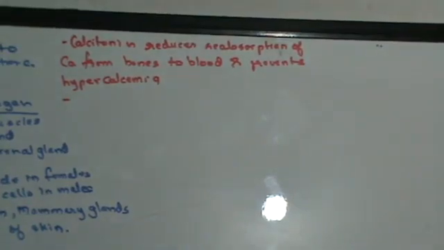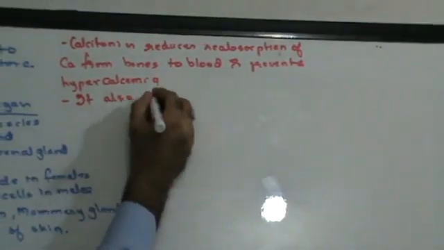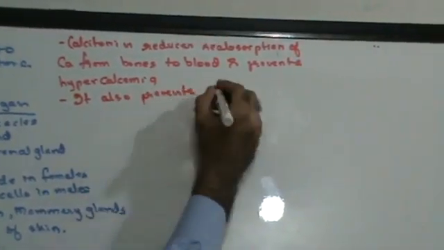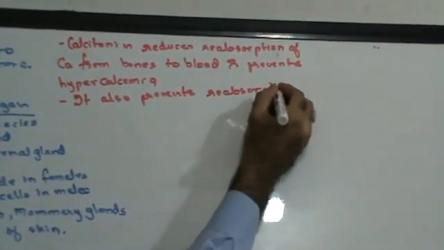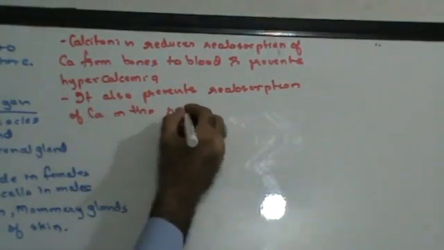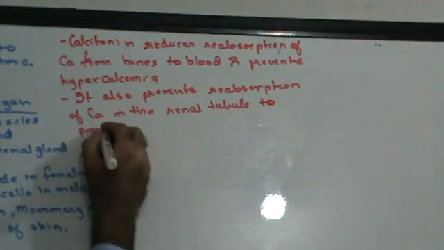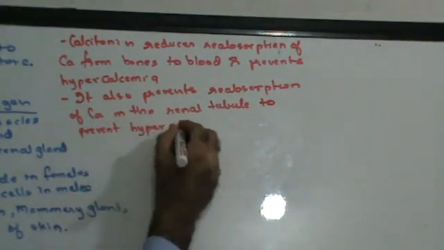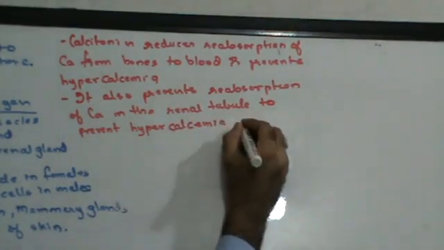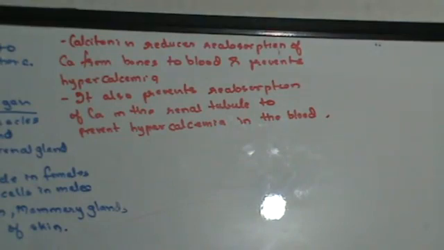It also prevents reabsorption of calcium in the renal tubule to prevent hypercalcemia in the blood. So those were the hormones produced by the thyroid.